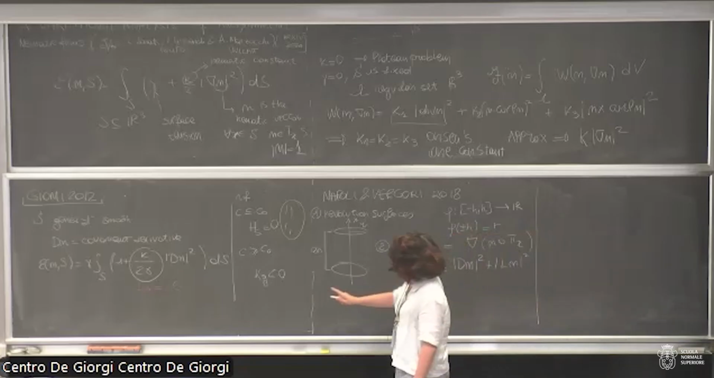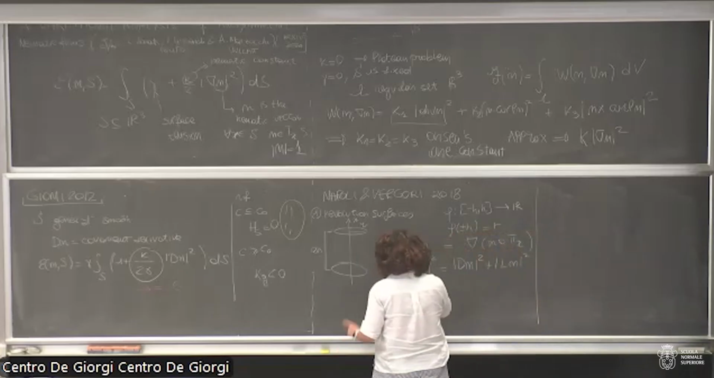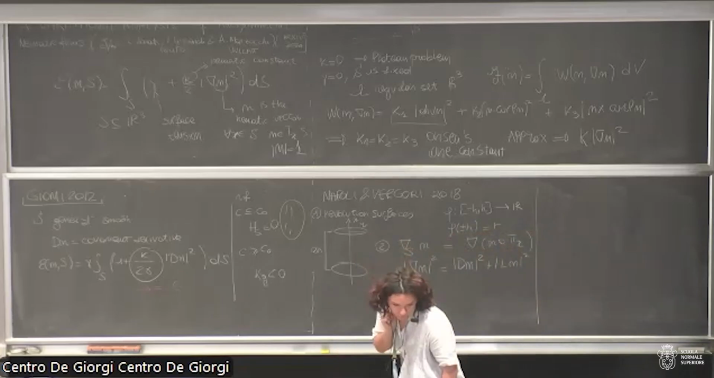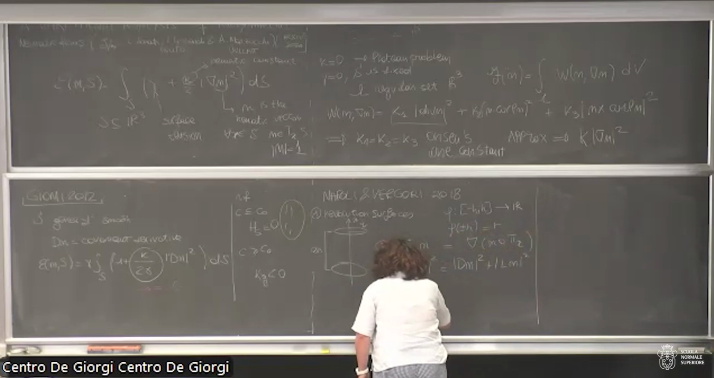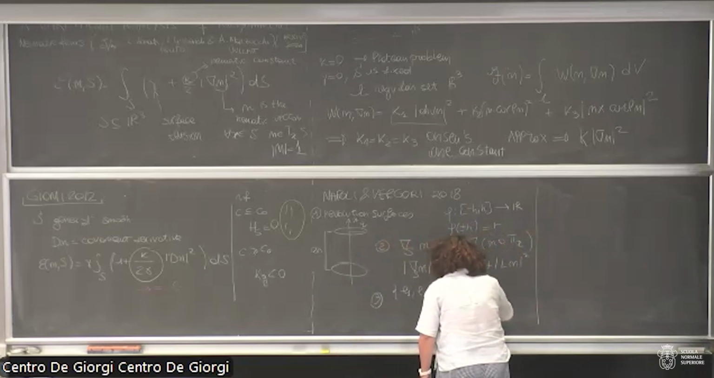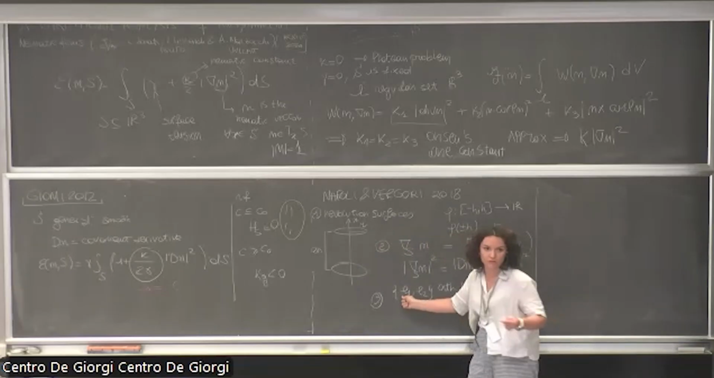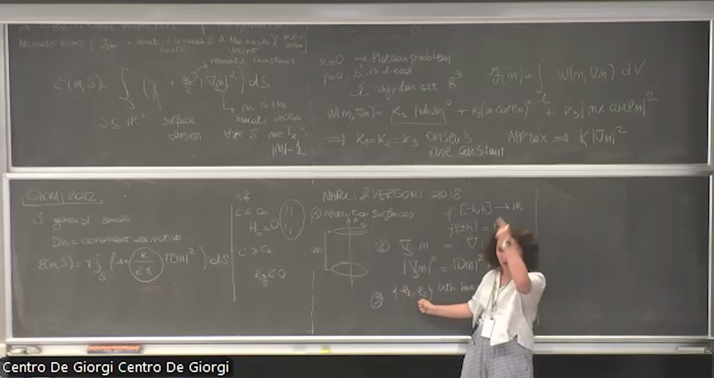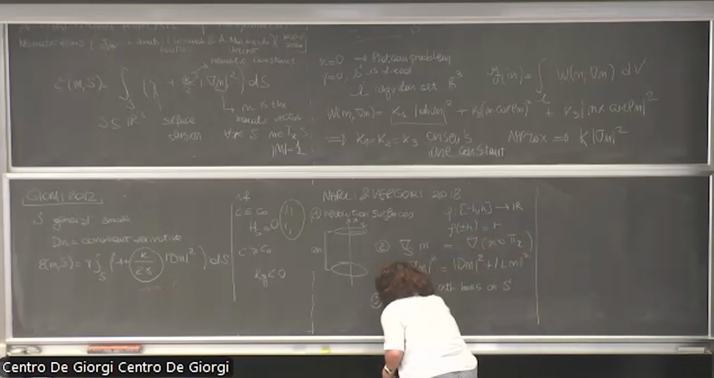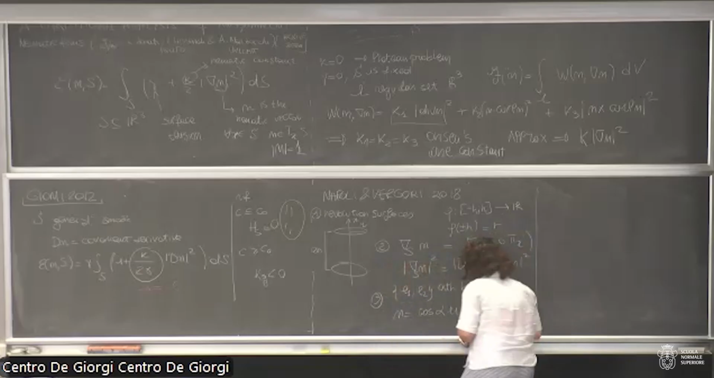And in this setting, they make another assumption. If you call A1 and A2 an orthonormal basis on S, you can think that this is the direction on the parallel, and this is the direction on the meridian. You can write n as the cosine of alpha A1 plus the sine of alpha A2.